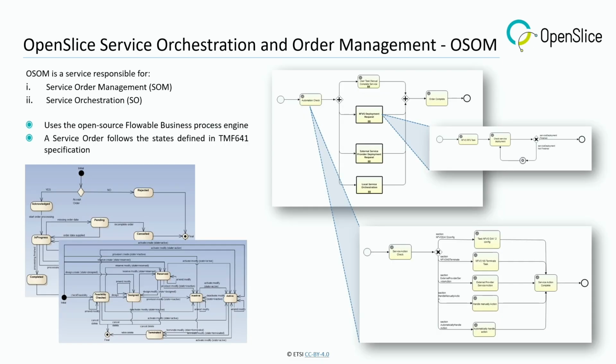So the respective component that is in charge of orchestration is OpenSlice Service Orchestration and Order Management, OSOM in short, which also follows a model from TMF, namely 641, which is the service order. Also, the service order has specific life cycle states that we will also see later in this hands-on session. OSOM relies on a Flowable business process engine to provide the orchestration diagrams. And as you can see, these BPMN diagrams provide some initial context of how the orchestration will happen. So these BPMN diagrams are inside OpenSlice, and they are consumed when several orchestration processes are being assessed.